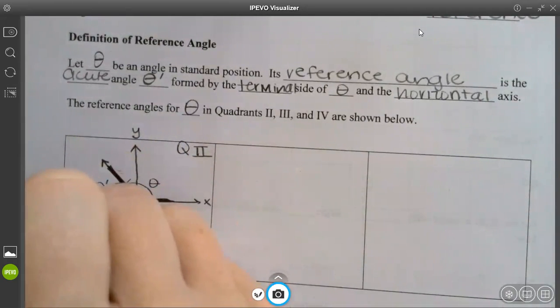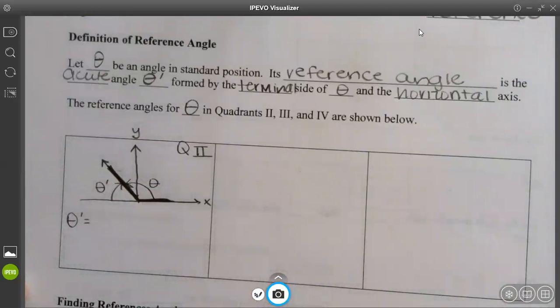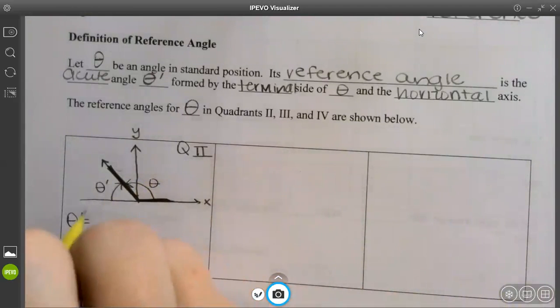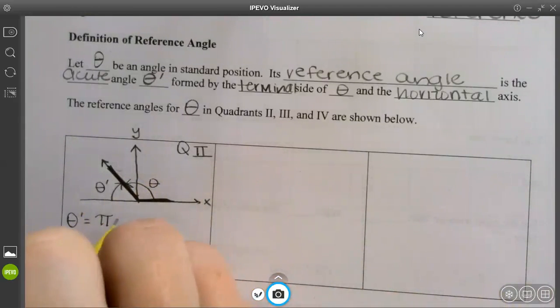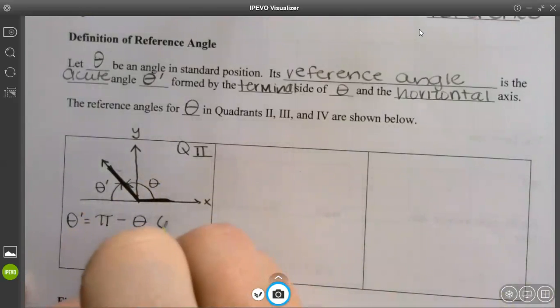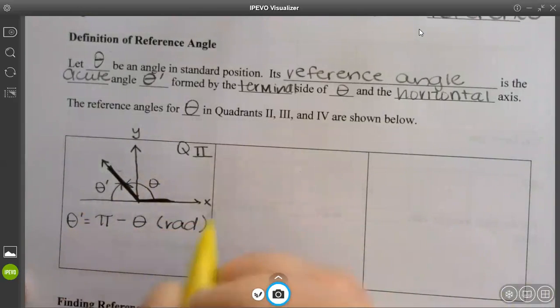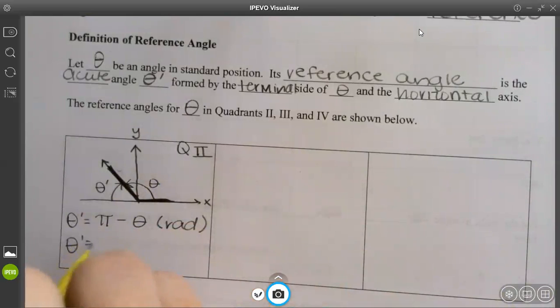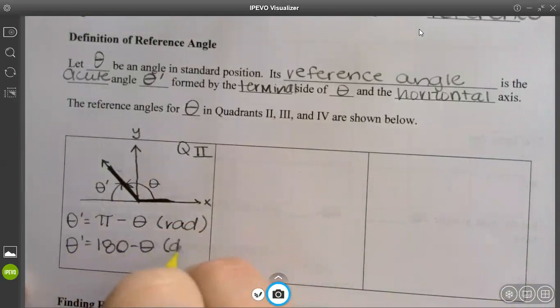So to get theta prime, you're going to do pi minus theta if it's in radians, or 180 minus theta if it's in degrees. They're both the same thing.